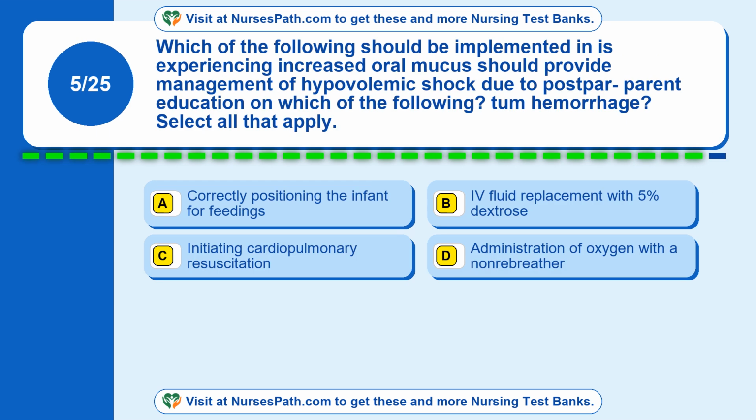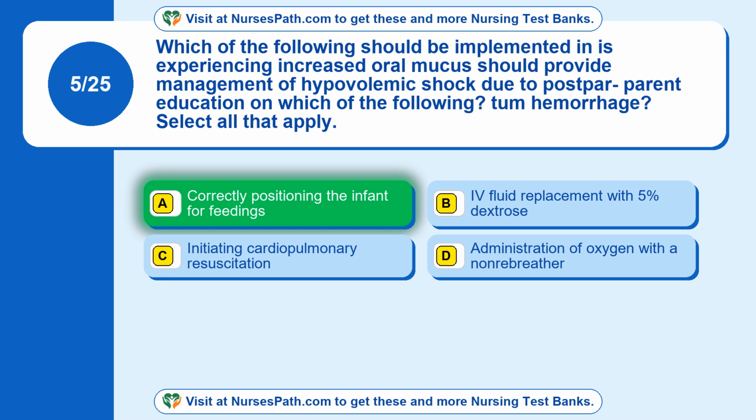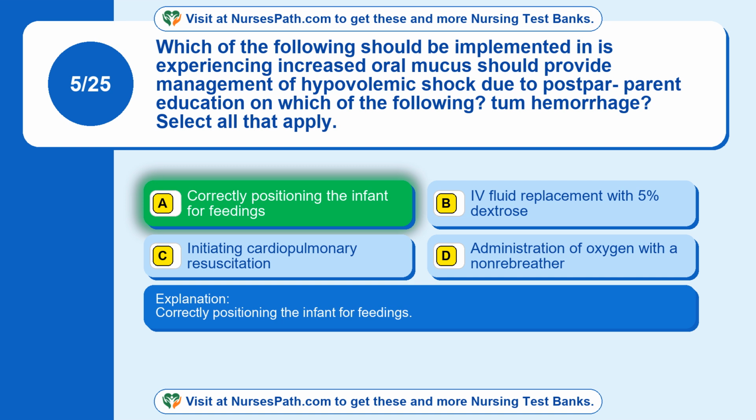Question 5. Which of the following should be implemented in the management of hypovolemic shock due to postpartum hemorrhage? Select all that apply. Option A. Correctly positioning the infant for feedings. Option B. Fluid replacement with 5% dextrose. Option C. Initiating cardiopulmonary resuscitation. Option D. Administration of oxygen with a non-rebreather. The correct answer is option A. Correctly positioning the infant for feedings.